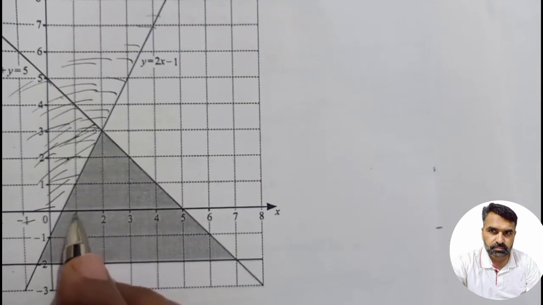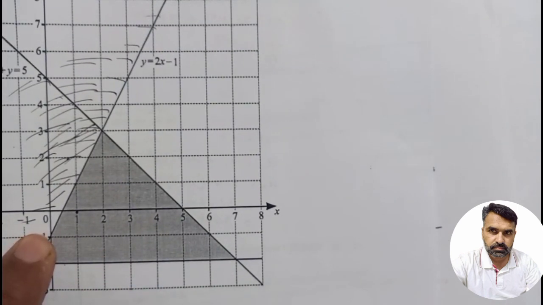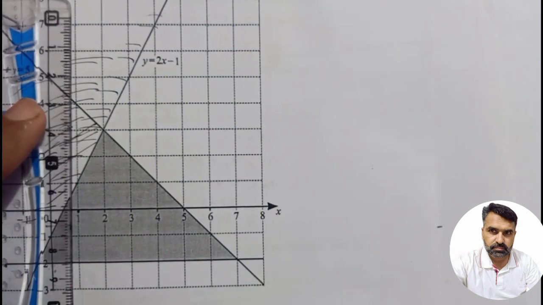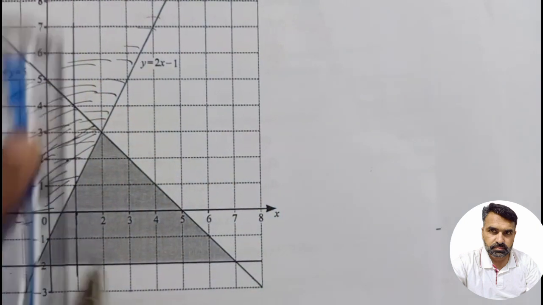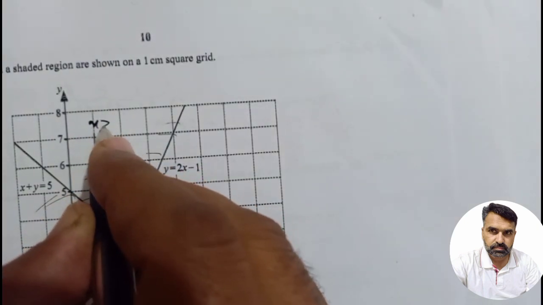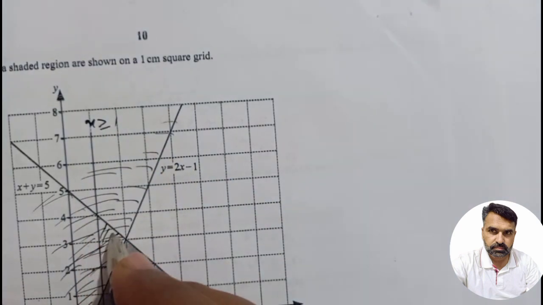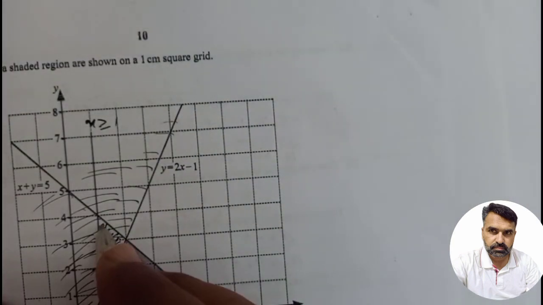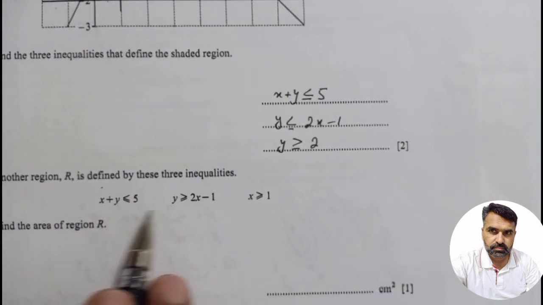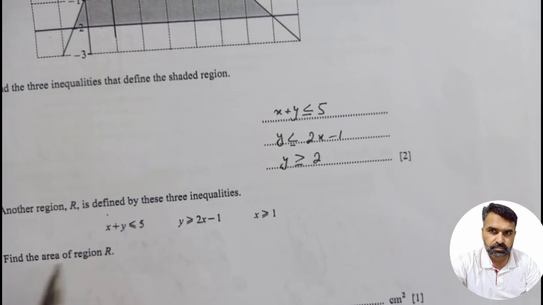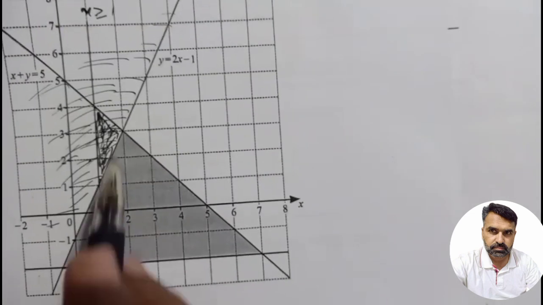So students, x is 1 is this, and if I draw a line here in this way, and this line is x is equal to 1, so this portion is indicating region R. This is the region I am coloring in this part, and these three lines are indicating the region according to these three inequalities.